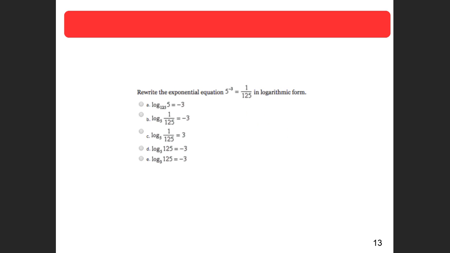Rewrite the exponential equation 5 to the negative 3 is equal to 1 over 125 in logarithmic form. All right. What would that one be? As I said, this is like one of the easiest practices this week. Log base 5 of 1 over 125 is equal to -3. Letter B. I agree.